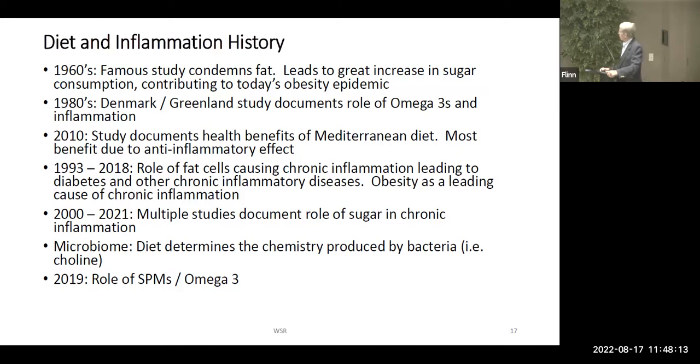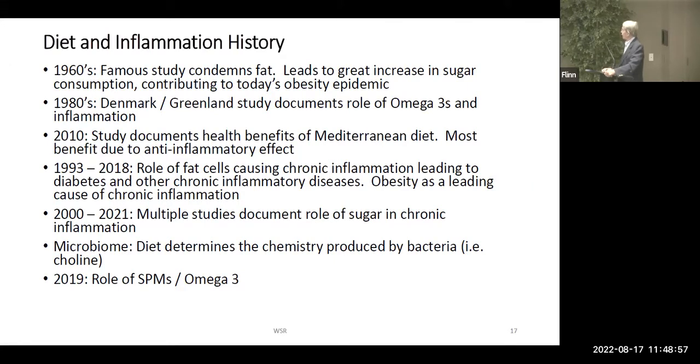So moving forward from 1993 to 2018, we came back to the role of fat, except this time it was not fat in the diet, but fat in the belly or elsewhere. And what it showed was that fat cells in the chronically obese people led to diabetes and other inflammatory diseases. And it identified obesity as a leading cause of chronic inflammation. We're going to see how that works in a second. So this is coming back to fat, but it's not fat in the diet.